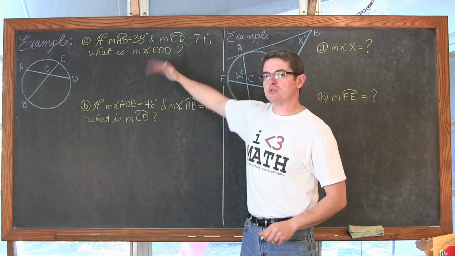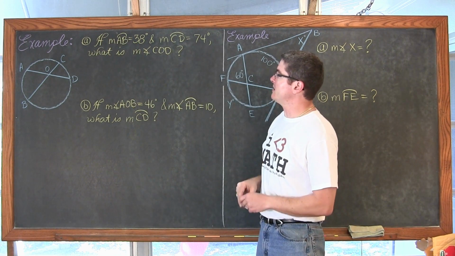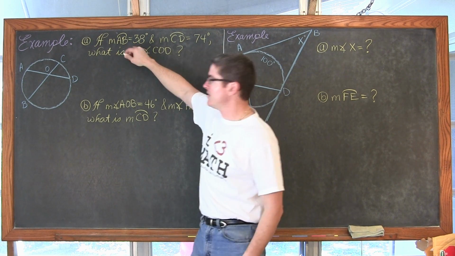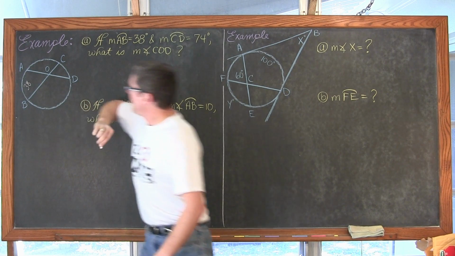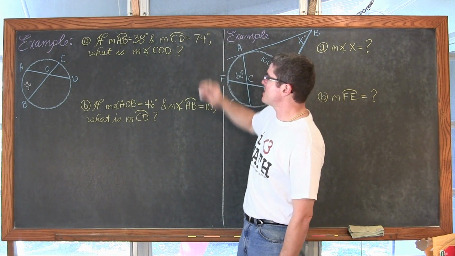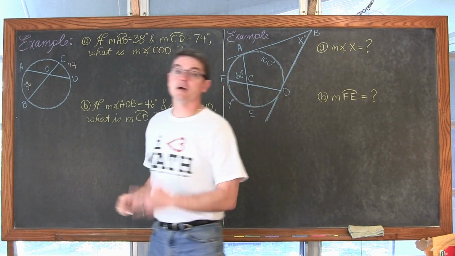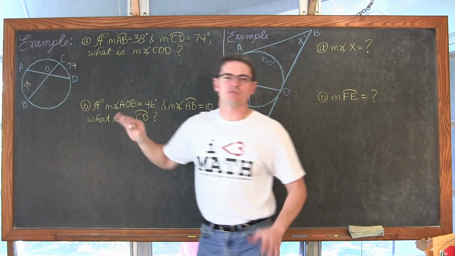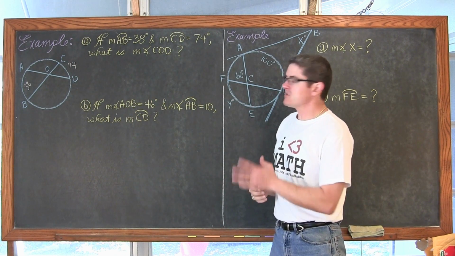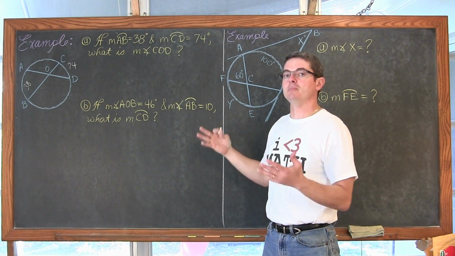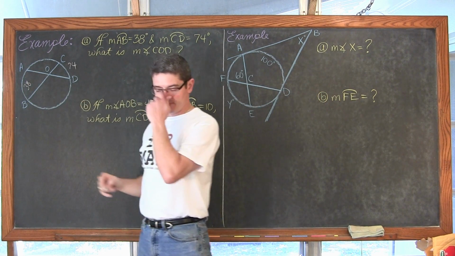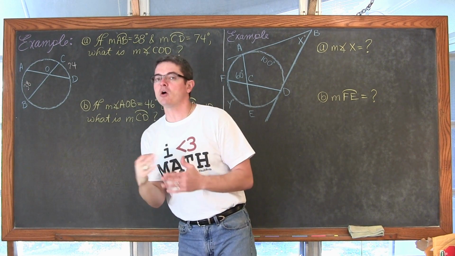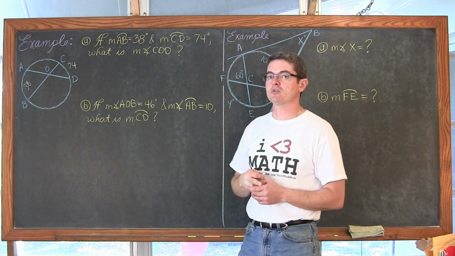I'm going to do two examples off this one circle, that's why I'm defining these variables here. If the measure of arc AB is equal to 38 degrees, and the measure of arc CD is 74, certainly not drawn to scale, what is the measure of angle COD? You should never trust the scale of a diagram anyway. This is the first example, so it's going to be the most straightforward. I didn't draw the lines this time. I just drew the chords, the part of the lines that are intersecting inside of the circle.